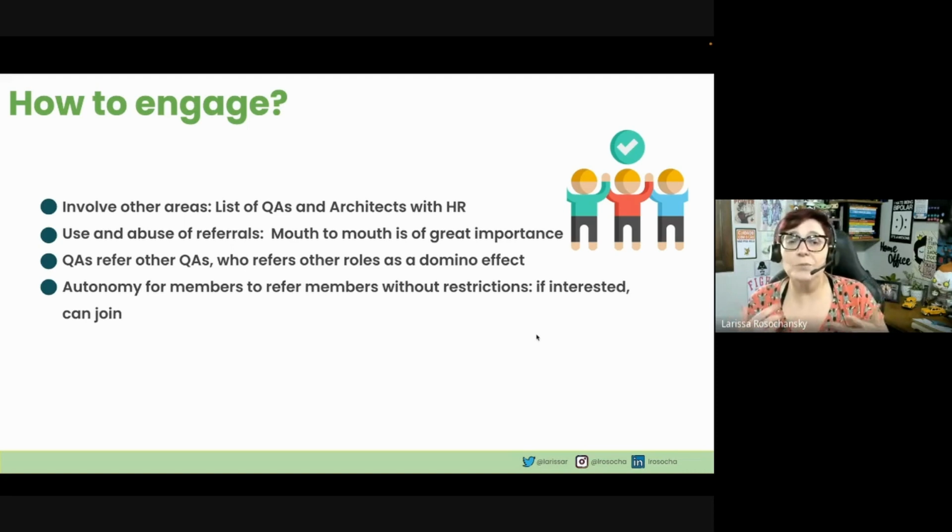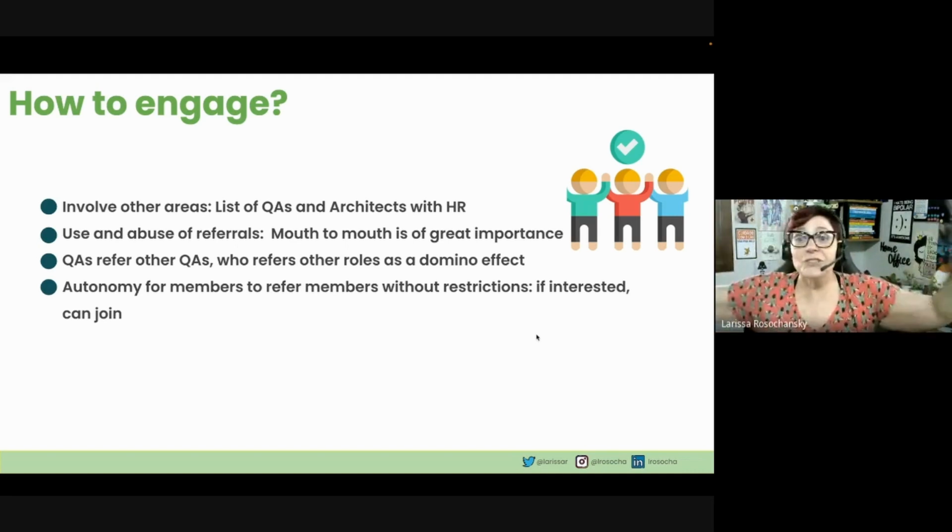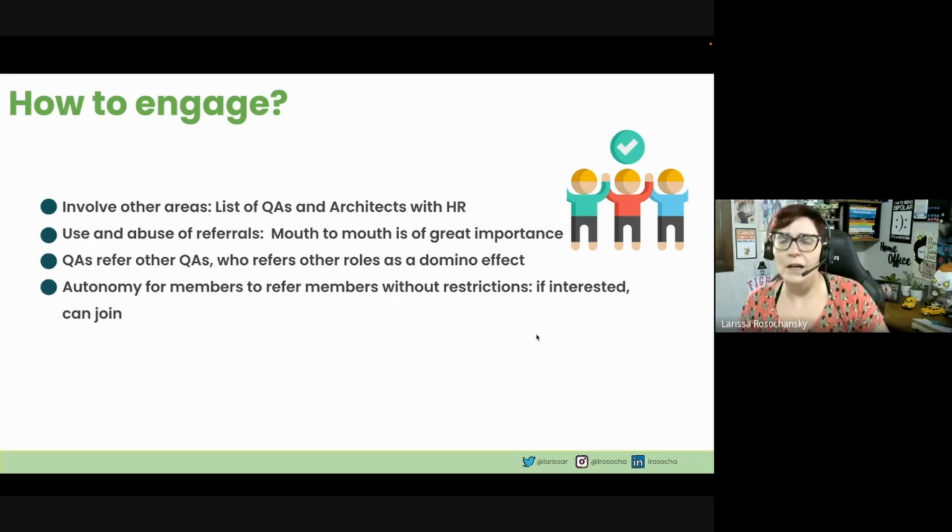And we started to use and abuse referrals, so mouth to mouth. We did the first one, and then we have several channels for the leadership, for the account, for QAs, for all the tribes, for everything. For the first meeting, I published it into all the channels possible and some more. It was: please just come, just show up. And the QAs started to refer other QAs, who referred the developers and the architects. So we had everyone coming. It was really a domino effect.